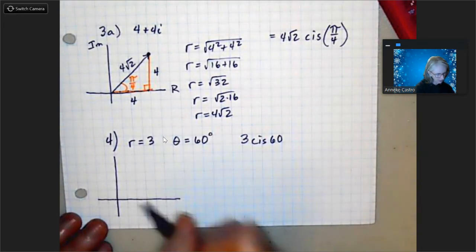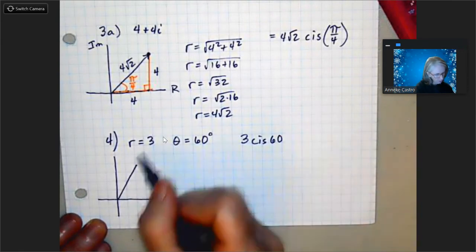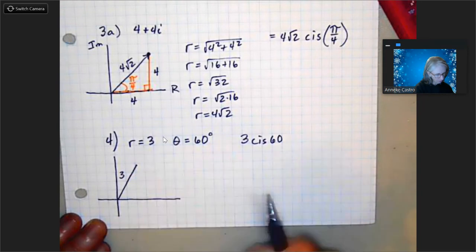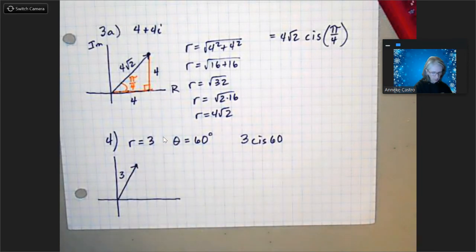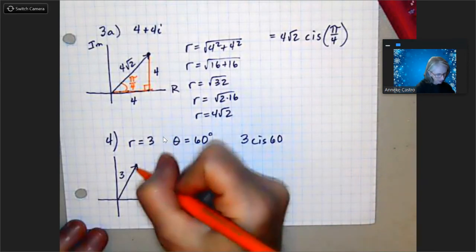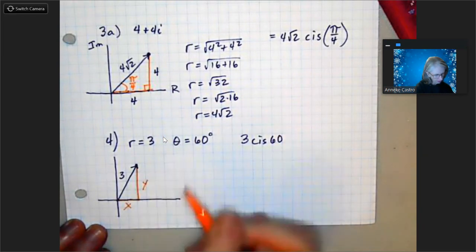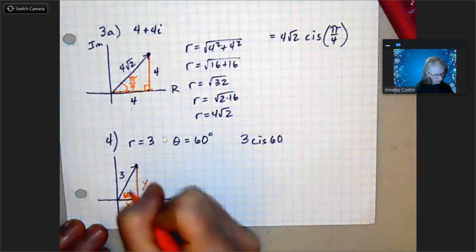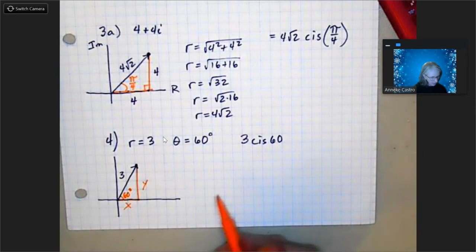So think about where's 60 degrees. 60 degrees would be about here. And my radius is 3. So this is going to be 3. Sorry, I made it way longer than 3. So that's kind of annoying. Okay, so now I want to change it into rectangular coordinates. That means I need to find my x value here and my y value here. And I know the angle here is 60 degrees. So I can just use basic trigonometry.